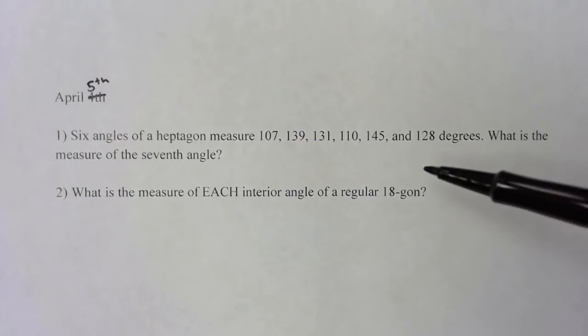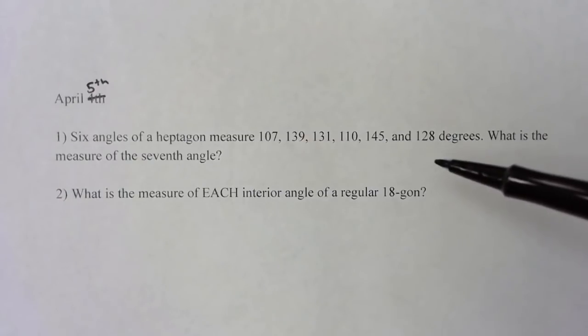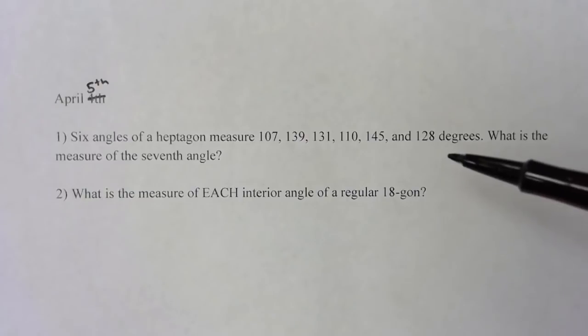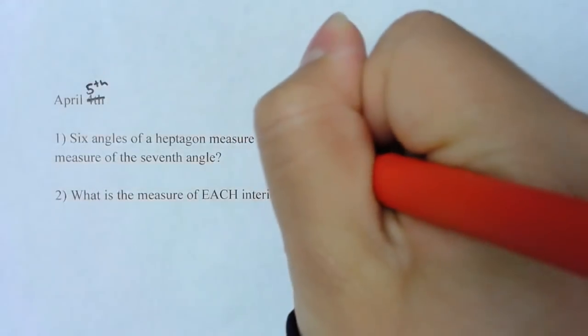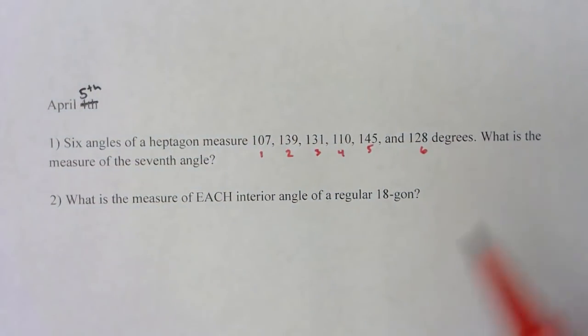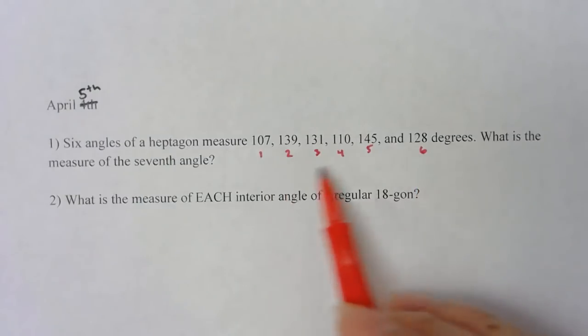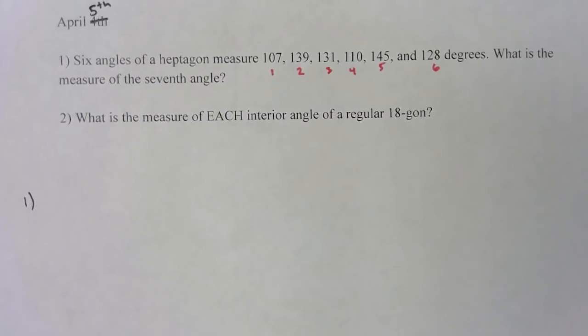Number 1 says 6 angles of a heptagon measure 107, 139, 131, 110, 145, and 128 degrees. What is the measure of the 7th angle? So what you're going to do here is, we know there are 6 angles given. What you need to do first is add these 6 angles, and it's very similar to the previous triangle problems we would do in the past, where we would add 2 angles, subtract from 180 to find the 3rd angle.